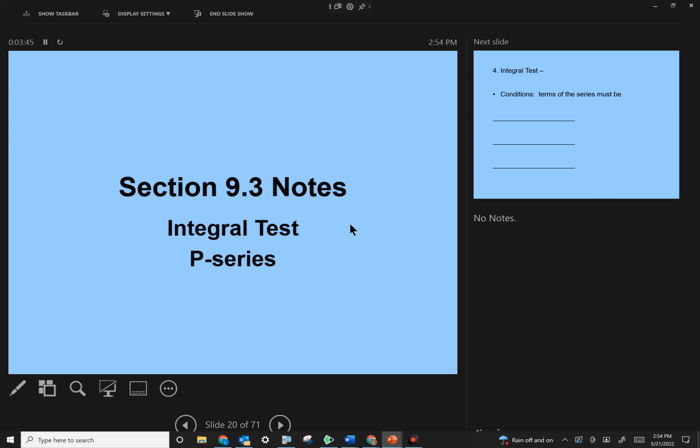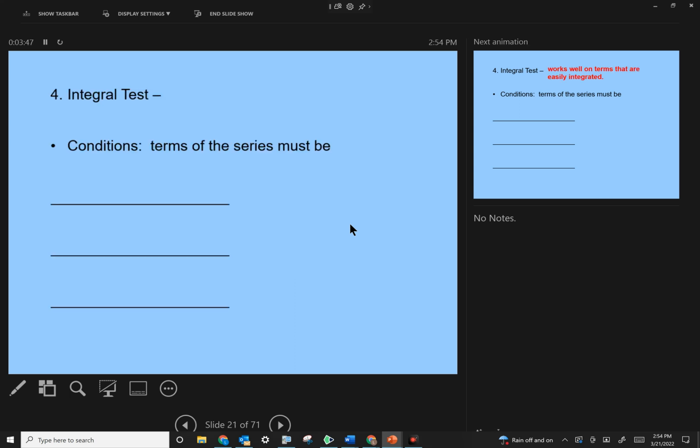Okay? Integral test. You knew we weren't done, right, with integrals? Okay, when do I use the integral test? Well, the integral test works well on terms that are easily integrated. I mean, we don't integrate everything. There are some things that are like, oh my gosh, I don't know, right? But there are some things that I can easily integrate. So that's kind of a candidate. You might be like, nothing was easily integrated for me. Well, okay. I don't know what to tell you then.